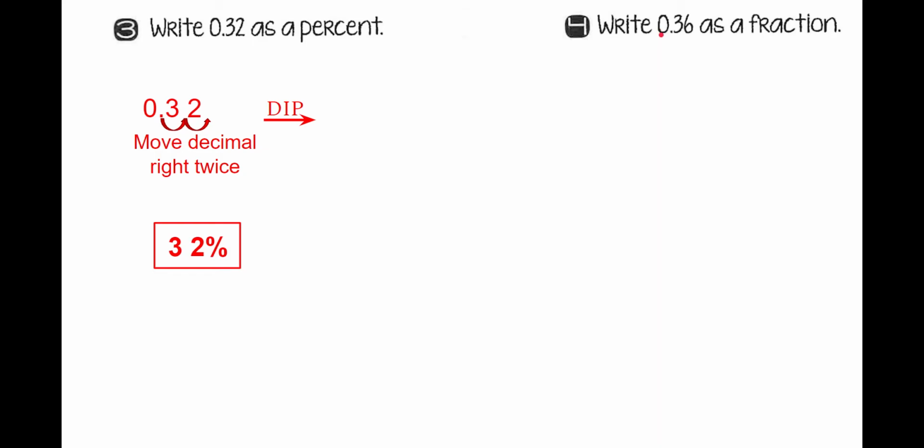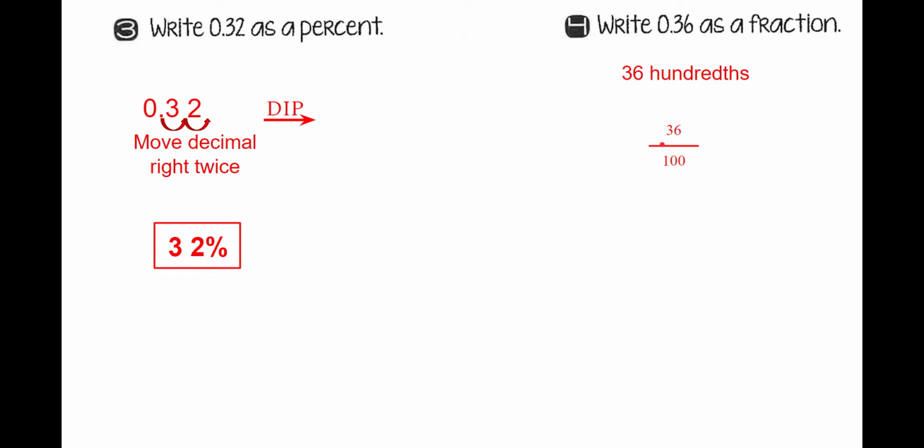Next, we are turning 0.36 into a fraction. Our dip won't help us here, but it's okay. 0.36 is also known as 36 hundredths, or you would know that it's 2 decimal spaces. The first is the tenths place, the next space is the hundredths place. So we would write 36 over 100.